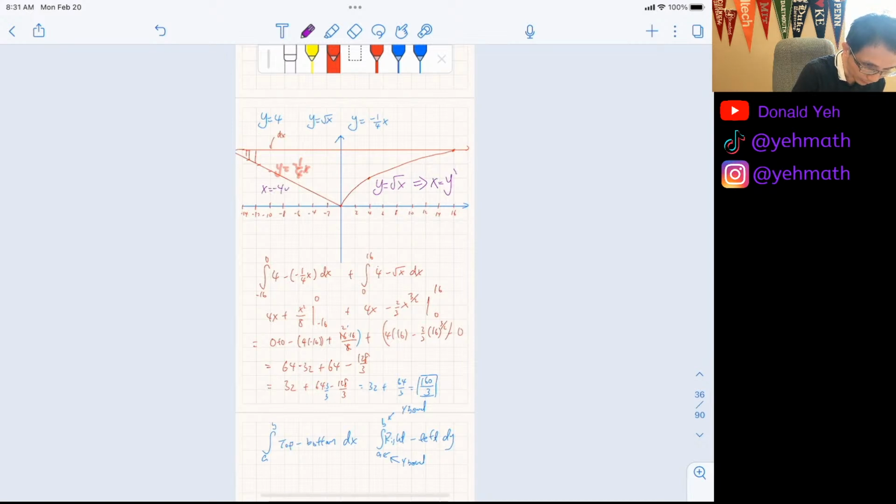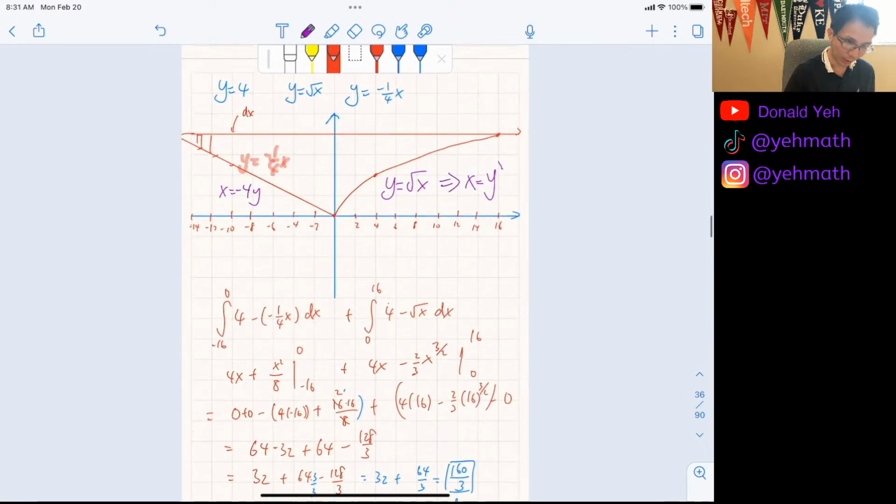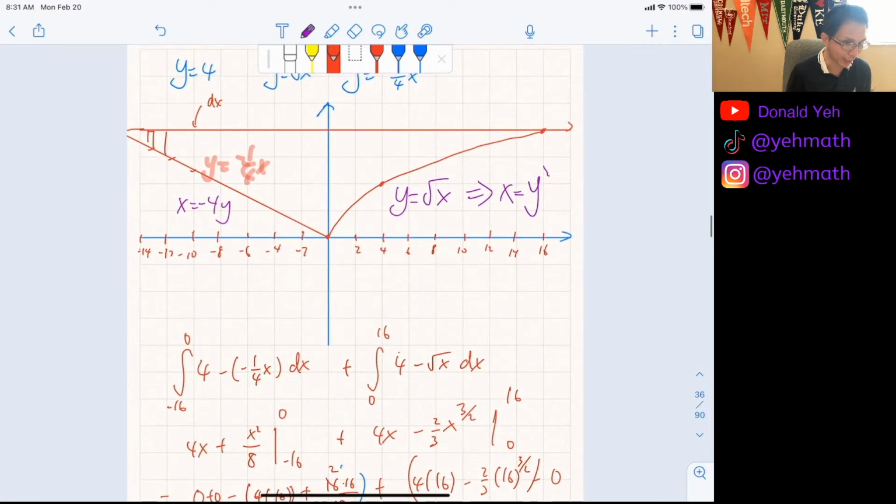Negative 4y, thank you. So now I have everything in terms of y. Yes, I can change that in terms of y now. Now, what else do I need to change besides a function? Upper and lower bounds? Upper bound and lower bound. What would be the upper bound and lower bound in this particular case?